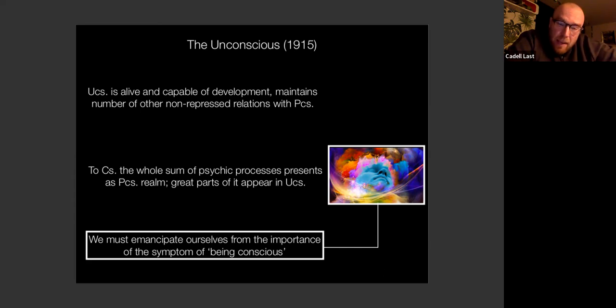And he's making the claim here at the bottom that we must emancipate ourselves from the importance of the symptom of quote unquote being conscious. And so you can see why this is an enormous threat to standard interpretations of psychology at the time, and I would say even today. Whereas at his time, consciousness and the psyche were seen as one, he's saying that the importance of being conscious should be something we overcome.